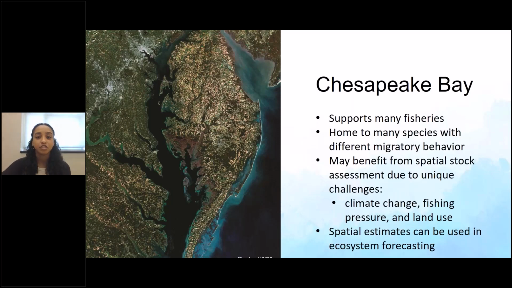Spatial population estimates are particularly beneficial for the Chesapeake Bay region because this region has its own set of challenges as a result of climate change, its land use within its watershed, and also experiences various fishing pressure. And many species within the bay have a life history strategy that includes some sort of migration into or out of the bay at different life stages. And so when available, spatially explicit models can help forecast how future environmental conditions and management decisions may actually affect fish populations and ecosystem dynamics.